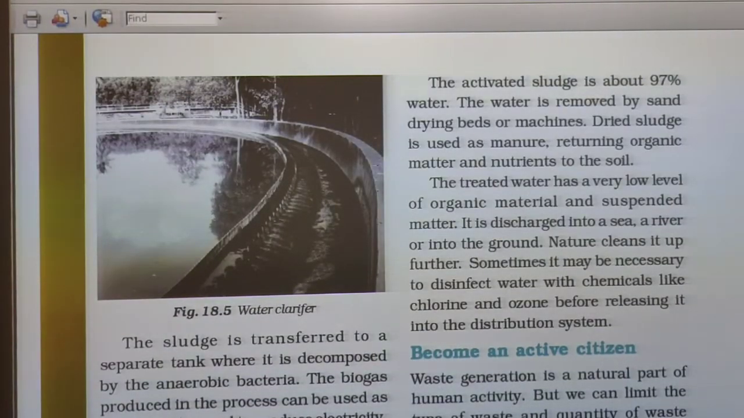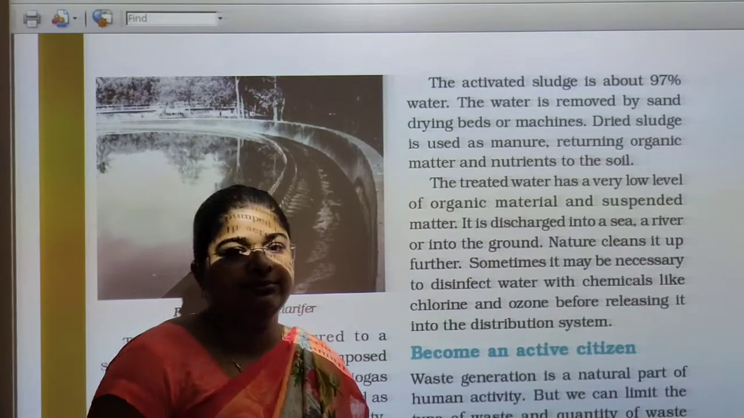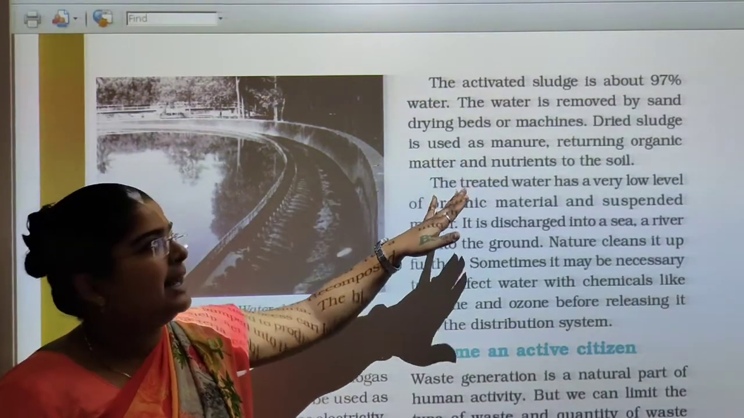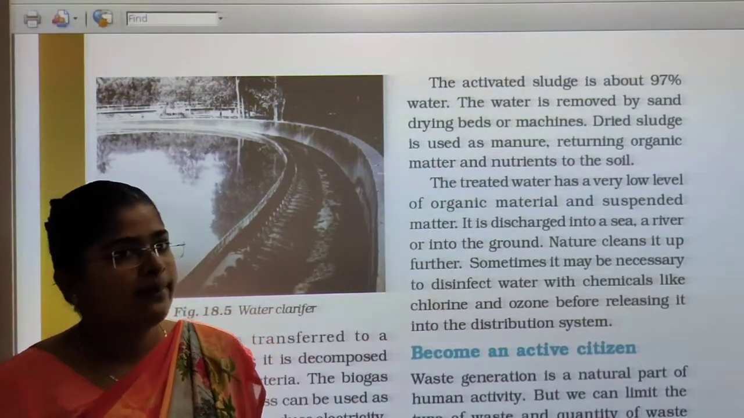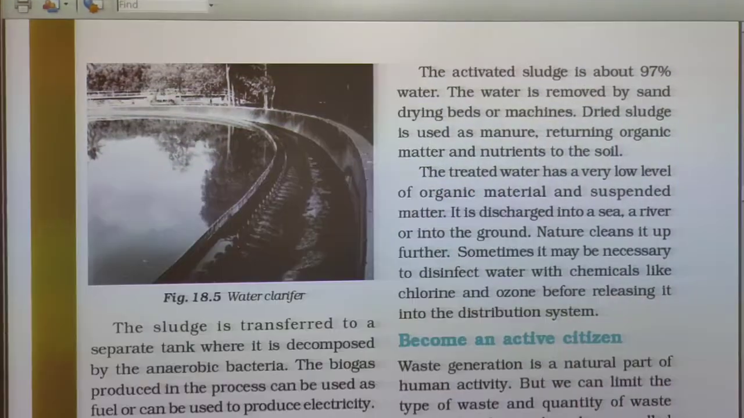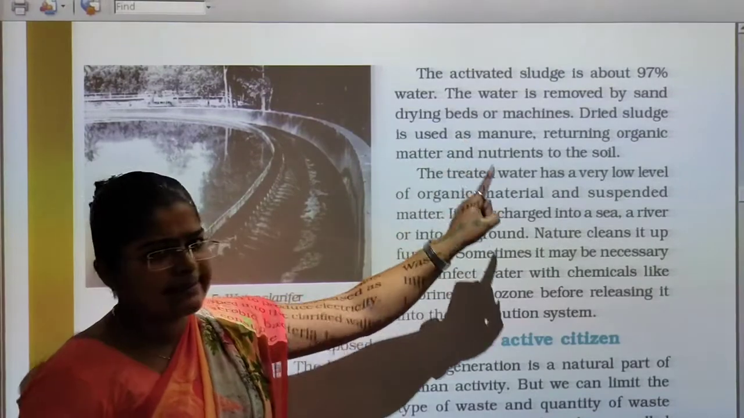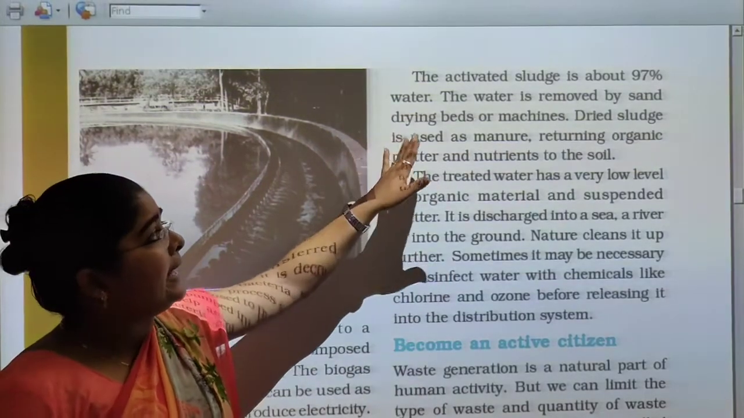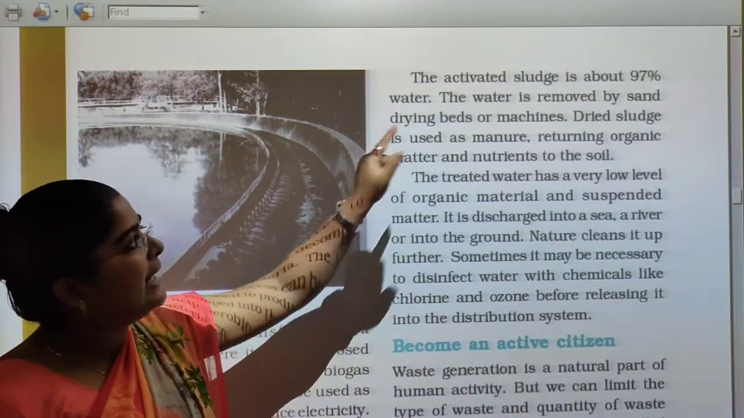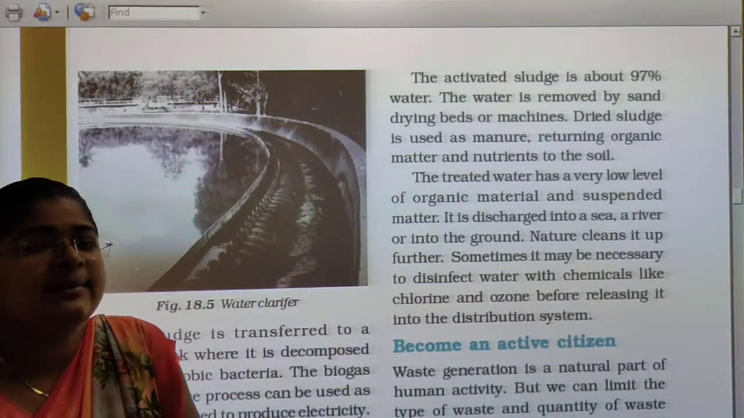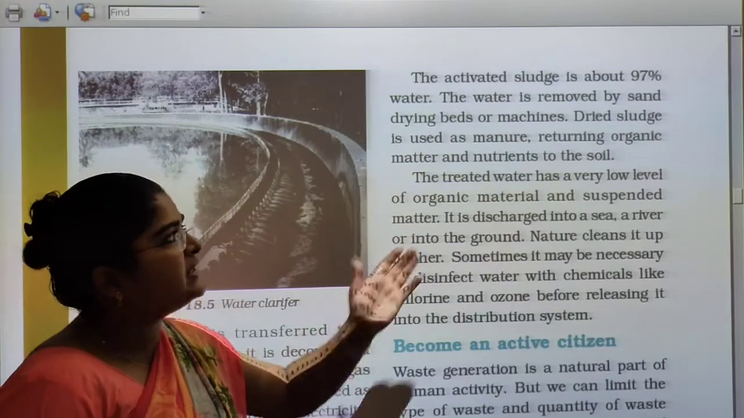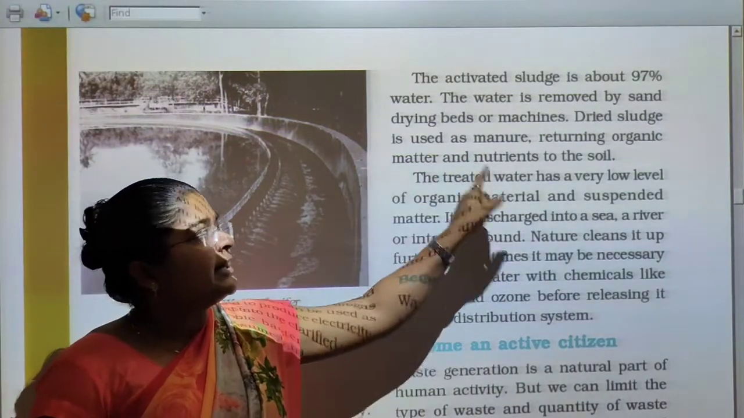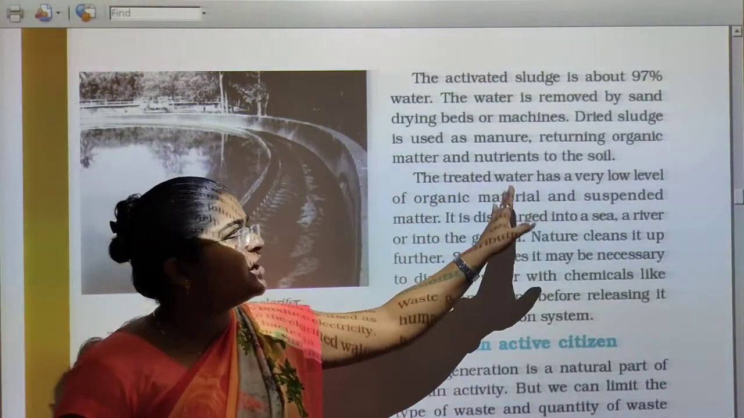The activated sludge is about 97% water. So, the water is removed by sludge drying beds or machines. Dried sludge is used as manure, returning organic matter and nutrients to the soil. So, student, the activated sludge is about 97% water, and this water is removed by the sludge drying system. Dried sludge is used as manure, returning organic matter and nutrients to the soil.